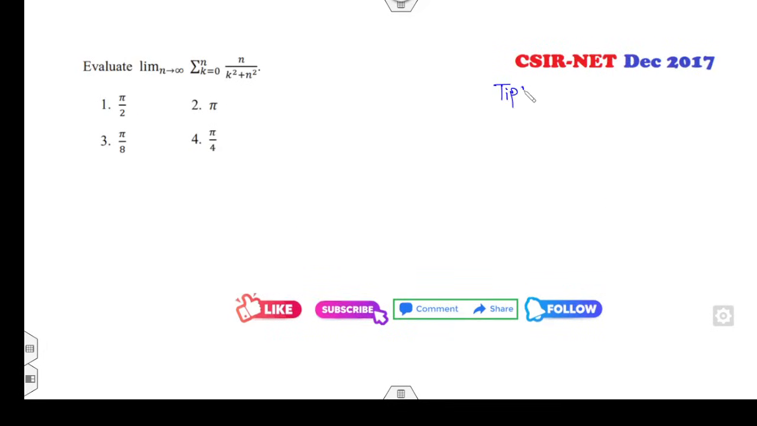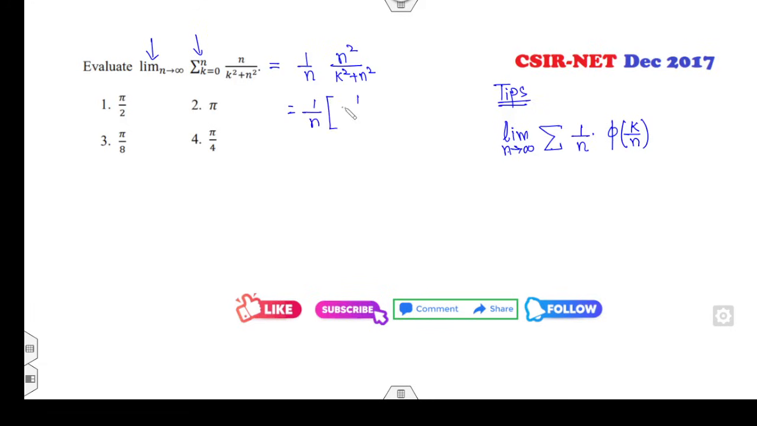Okay, now look at the next kind of question. Whenever you see the limit as n approaches infinity and a summation, write it always in the form of 1 over n and any function in the form of k over n. 1 over n must be there. So now you can see it's a limit and a summation, so I can multiply and divide by n. Now I can divide the numerator and denominator by n square, so that will be k square over n square.